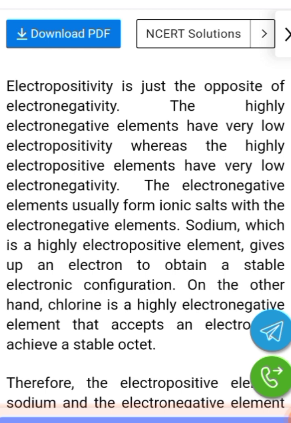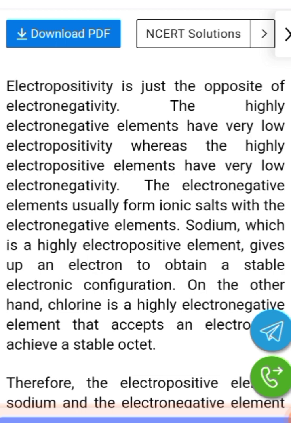So we already said that in group 1, the last element is supposed to be the most electropositive. But because of some irregularities that may occur, cesium, which is second to the last, happens to be the most electropositive element. While the first element in group 7 is supposed to be the most electronegative element. So fluorine is the most electronegative element, while cesium, which is second to the last in group 1, is the most electropositive element.